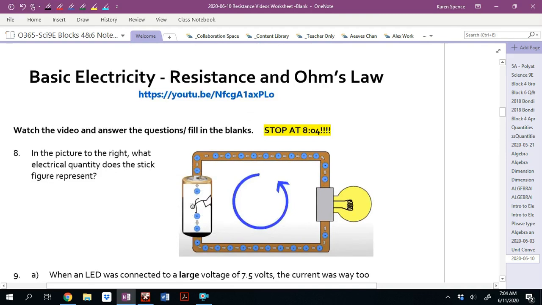Okay, basic electricity, resistance, and Ohm's law. What does the little stick figure here represent? It's pushing those electrons. Well, you could have answered that in a couple of ways. You could have said that that represents the voltage, which is what the person on the video says it represents. Or if you wanted to go a different way, you could say that that represents the chemical reaction that forces the electrons to one side of the battery.